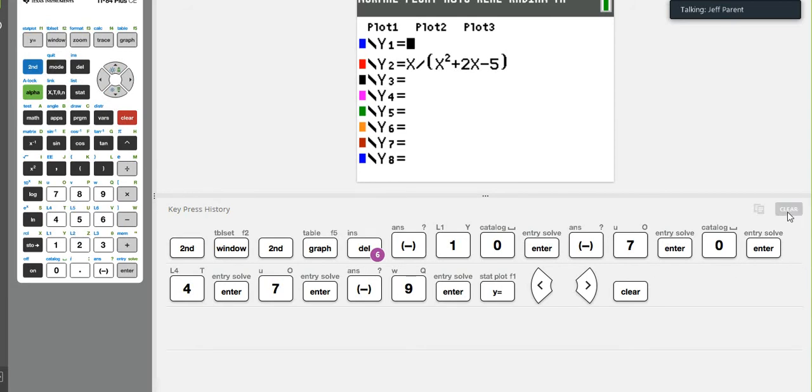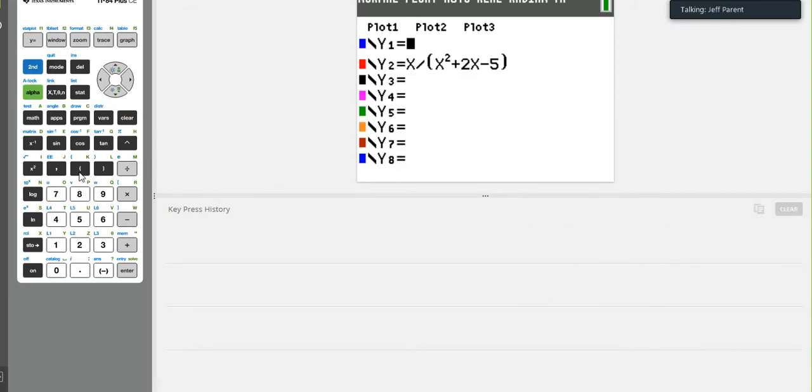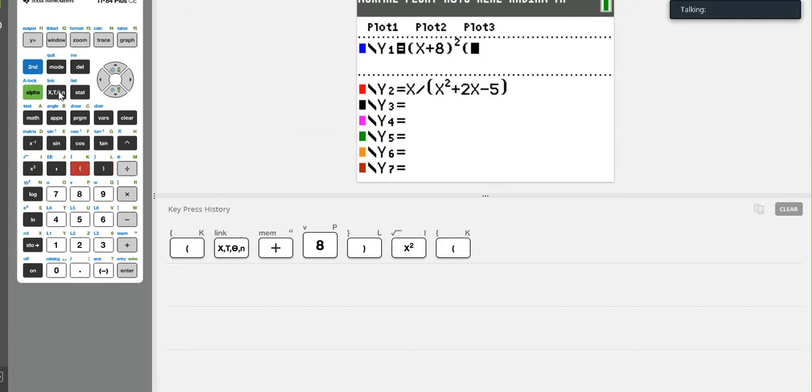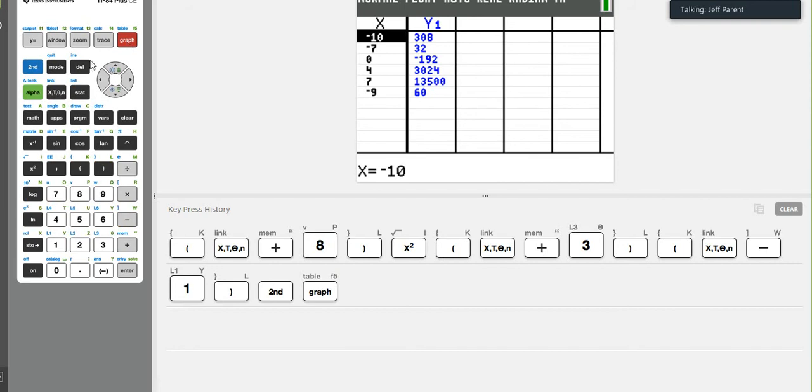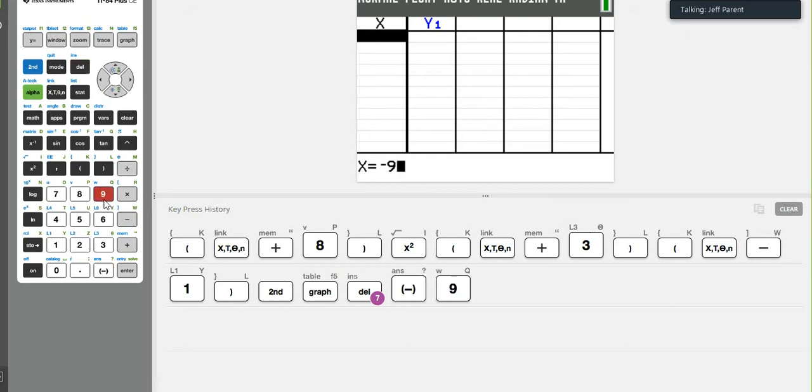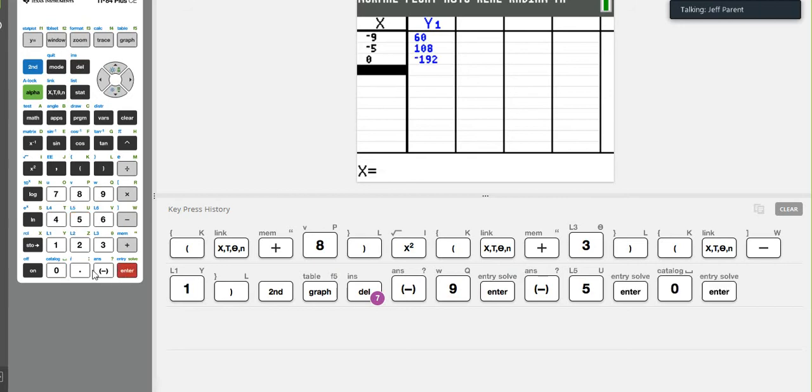And type in the function: parentheses, x plus 8, parentheses, then hit the squared key on the left-hand side. And x plus 3, parentheses, another parentheses, x minus 1. And let's go with your test points. So second, and then graph to get us to the table. Let's just delete all these and type in ours: -9, -5, 0, and 2.